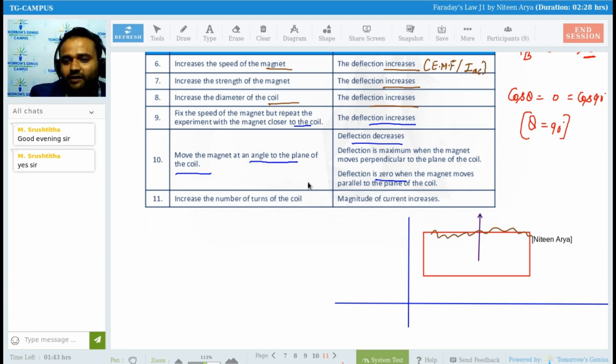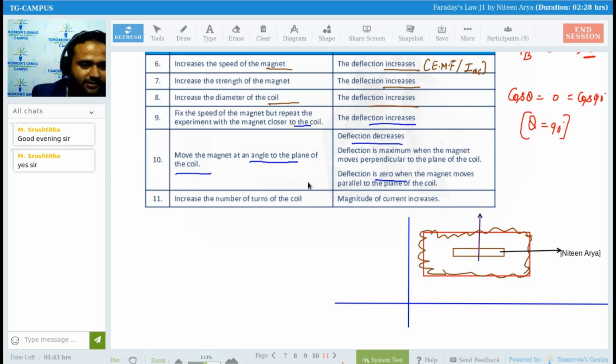This is my plane and this area. So if I move my magnet, first of all I draw a magnet. If I move my magnet into this region or into this angle, so what is happening here? The angle between the magnetic field, right? If you are moving your magnet, sir, at what condition will the deflection decrease?